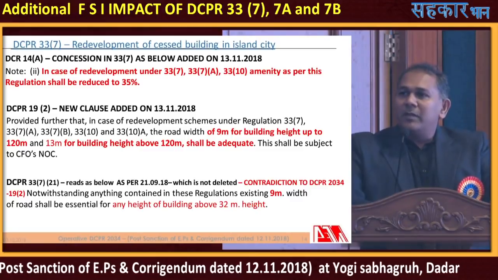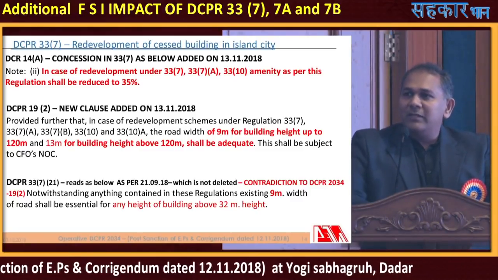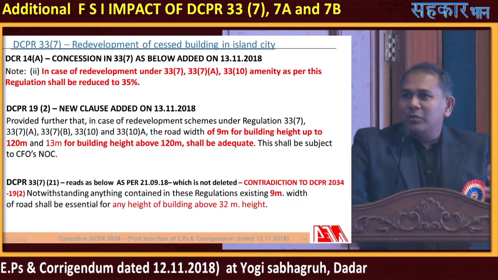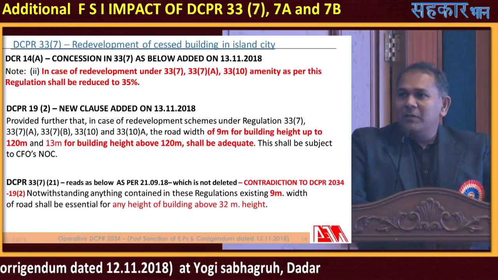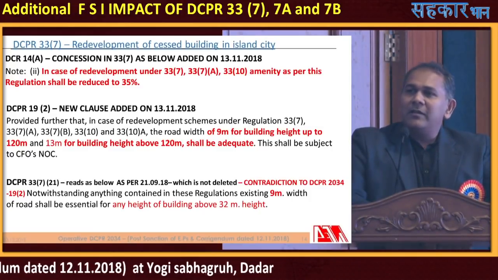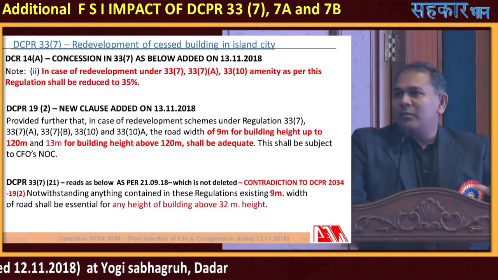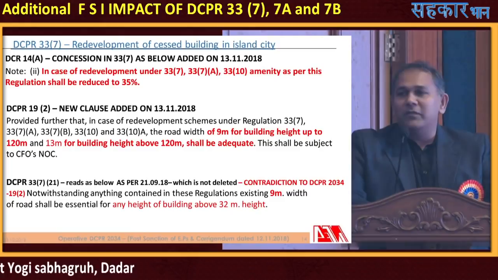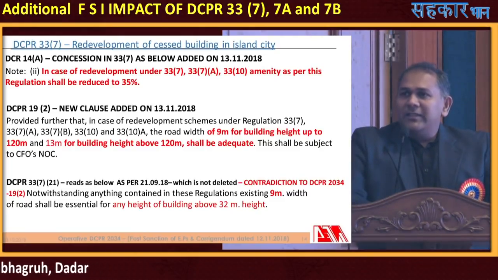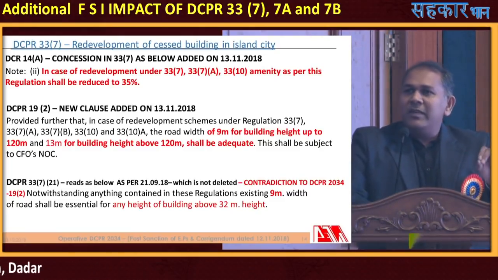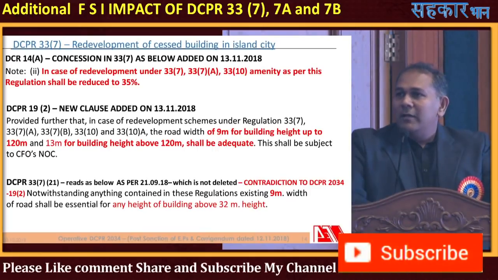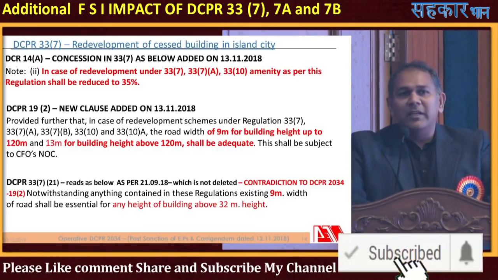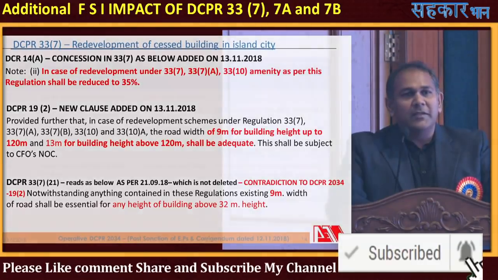19.2 up to 21st September 9 meter was deemed adequate, but for some reason from September to November they have made certain changes where 9 meter road can construct up to 120 meters, and if you want to construct more than 120 meters you need minimum road width of 13 meters. Under 33.7 clause 21, it still mentions that 9 meter road is deemed adequate for height more than 32 meters. This has not been deleted, so there's a contradiction here which may need to be corrected.